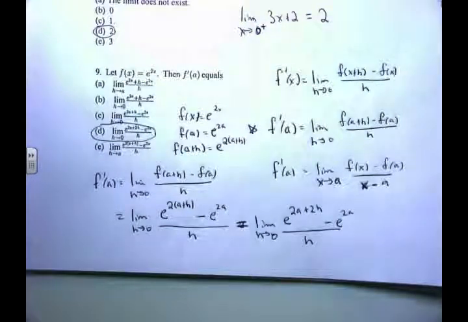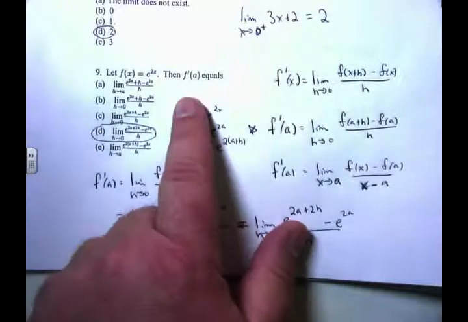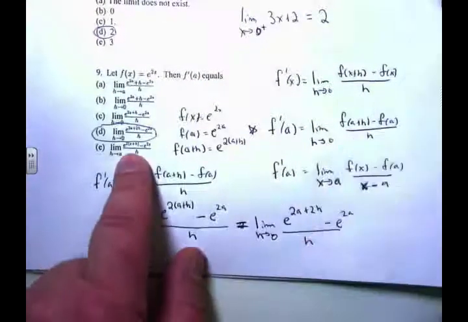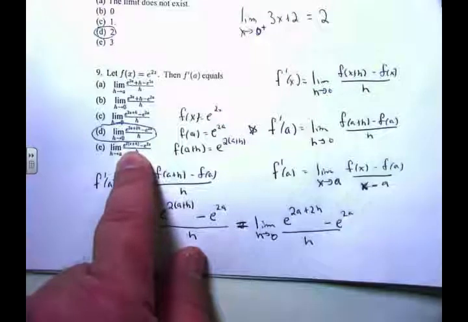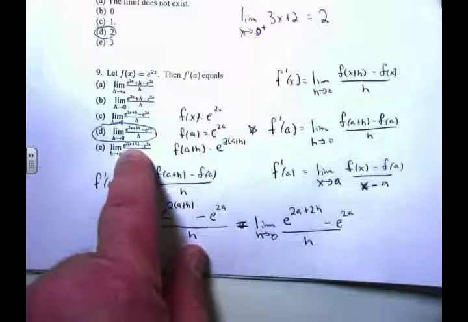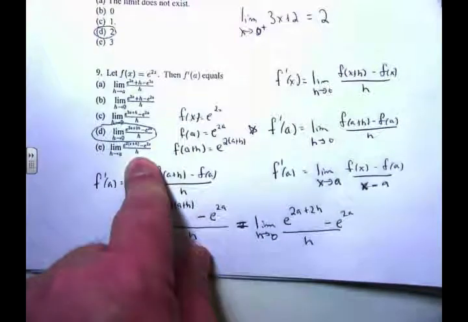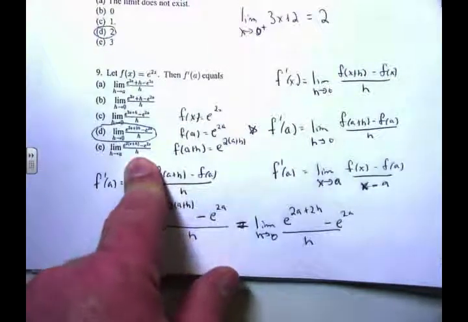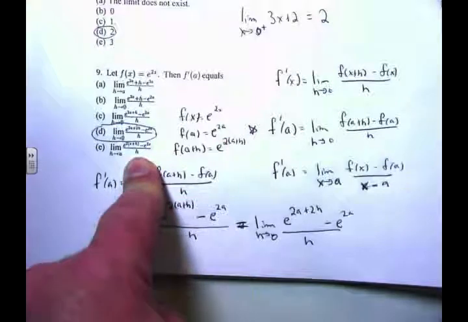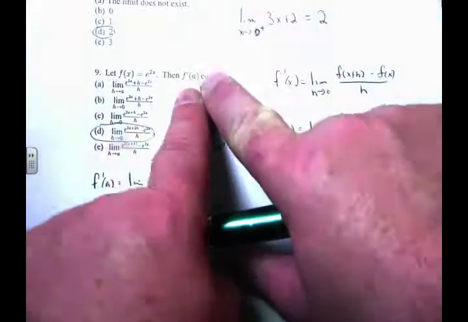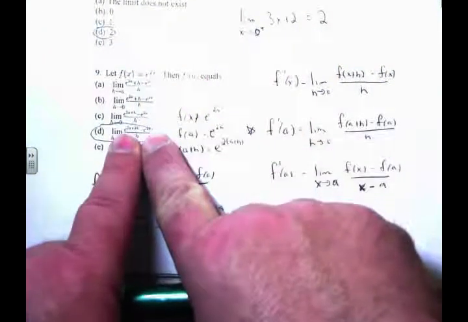What did they ask for? They asked for f prime of a, which is this formula. This formula has what in it, in the numerator? e to the 2x plus h minus e to the 2x over h. This is not the f prime of a form. This is the f prime of x form. Does that make sense? It's got x's in here. They want f prime of a, so the answer should have a's in here.